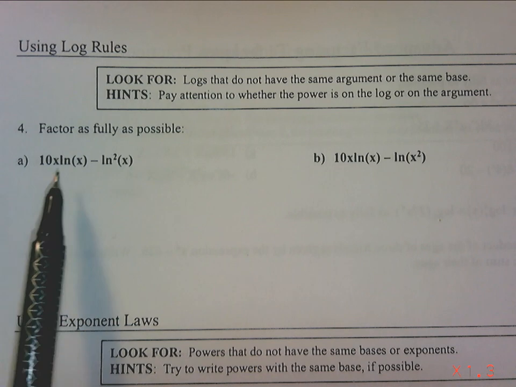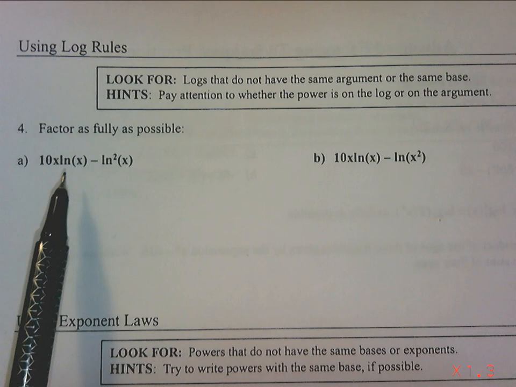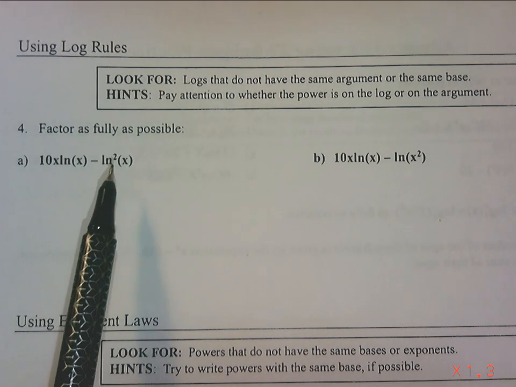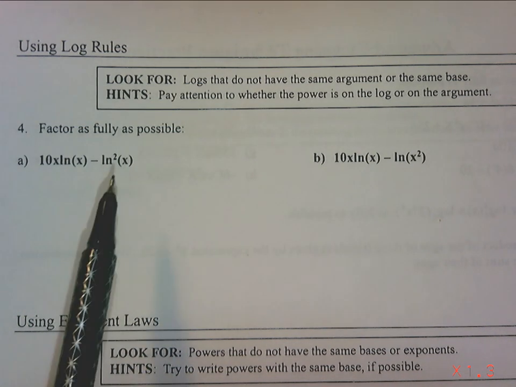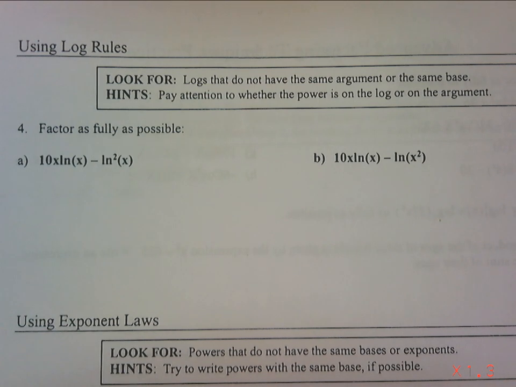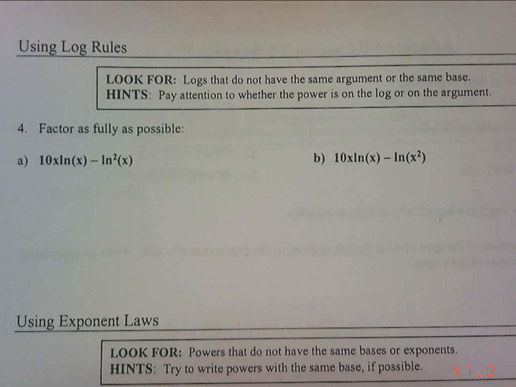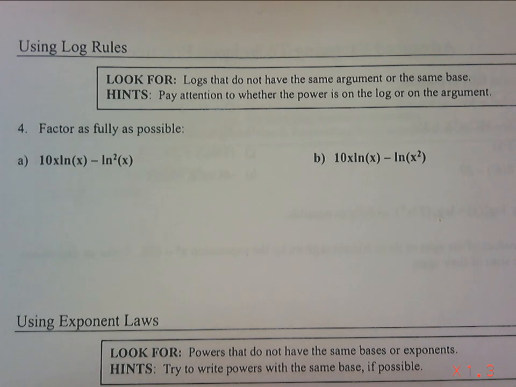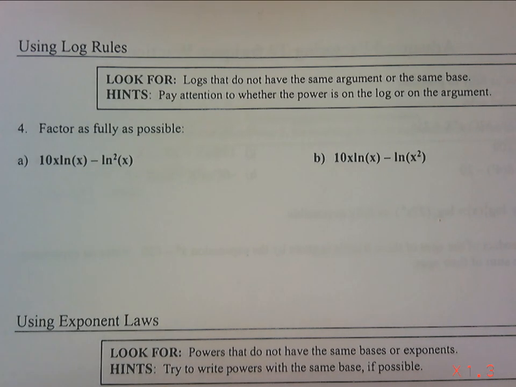Now, if I take a look at the first one, it says factor as fully as possible. I've got 10x ln x. Ln is just log base e, and then we are subtracting ln squared x. Now that square is on the whole thing, so that's the same as ln x, all squared. So if I wanted to factor this, I notice we have the same base, log base e or ln, and we have the same argument. That exponent is not on the argument. So if I have the same argument and the same base, then I can just use some variable replacement and factor this.